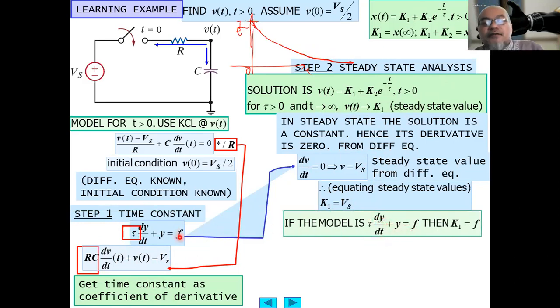If the model is tau dy/dt plus y equals f, then K1 equals f. Why? Because dy/dt at infinity is zero, so y equals f. From the general solution, at t equals infinity, the value is K1, so K1 equals F. F here is the forcing function.